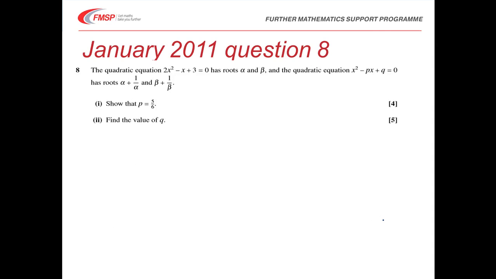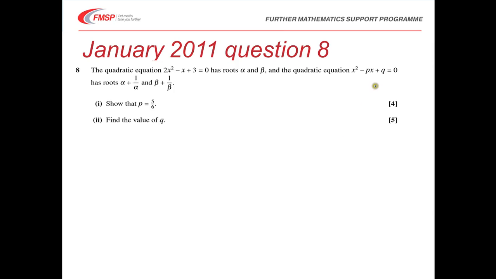So let's now have a look at a second question, from January 2011. So a few more marks here, 9 marks for this question. You've got 2 quadratic equations: 2x squared minus x plus 3 equals 0, which has roots alpha and beta, and another quadratic equation x squared minus px plus q equals 0, which has roots alpha plus 1 over alpha and beta plus 1 over beta. There are 2 parts. First of all, we've got to show that p equals 5 over 6, and in the second part we've got to find the value of q.